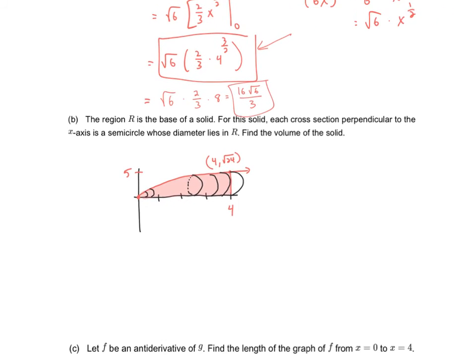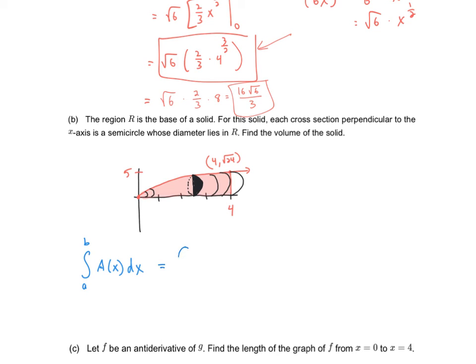Okay, so whenever they describe cross sections like this, it's not one of those rotating ones. Just remember that the way to find it is integral from A to B of some area function, and the area represents the area of a cross section. We're looking at the area of this cross section here, just the top half. Okay, so the area of that is a semicircle.